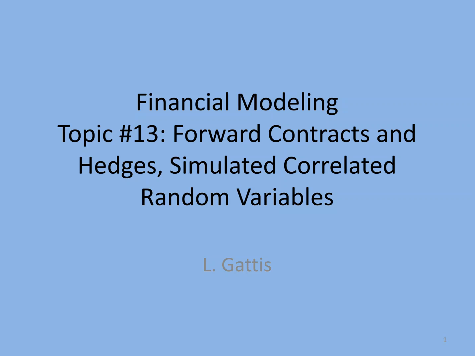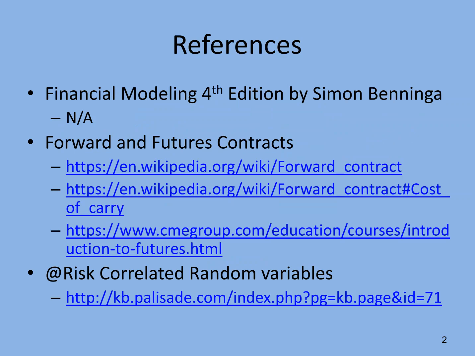Financial Modeling, Topic 13, Forward Contracts and Hedges, Simulated Correlated Random Variables by Lou Gaddis. References include these from Wikipedia on forward contracts, cost to carry, and from the Chicago Mercantile Exchange on futures, and also some at-risk information on generating correlated random variables.